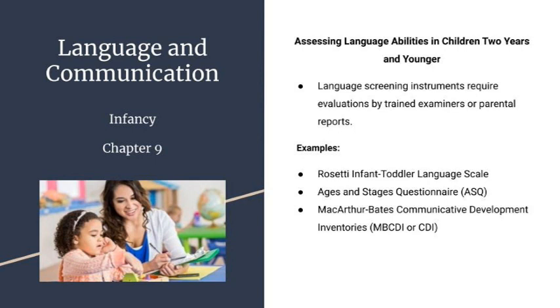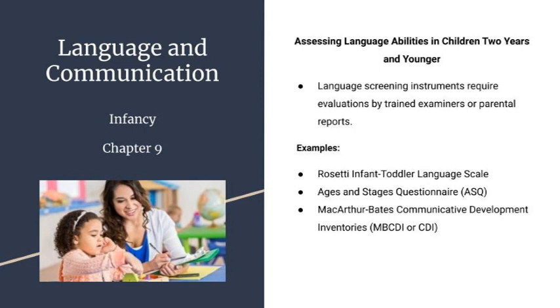The next one we have is the Ages and Stages Questionnaire, also known as the ASQ. This general screening tool asks parents to respond to 6 questions about their child's communication. The ASQ also includes questions about a child's use of gestures and pointing, as well as their receptive and productive language skills.